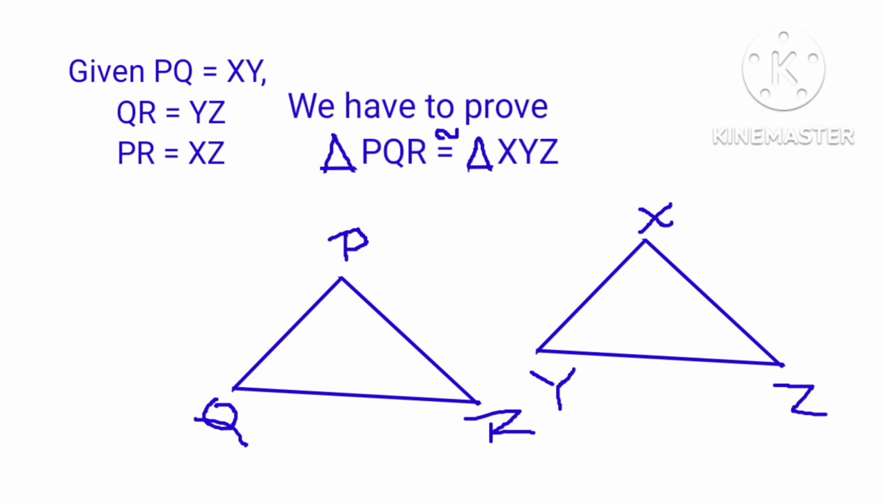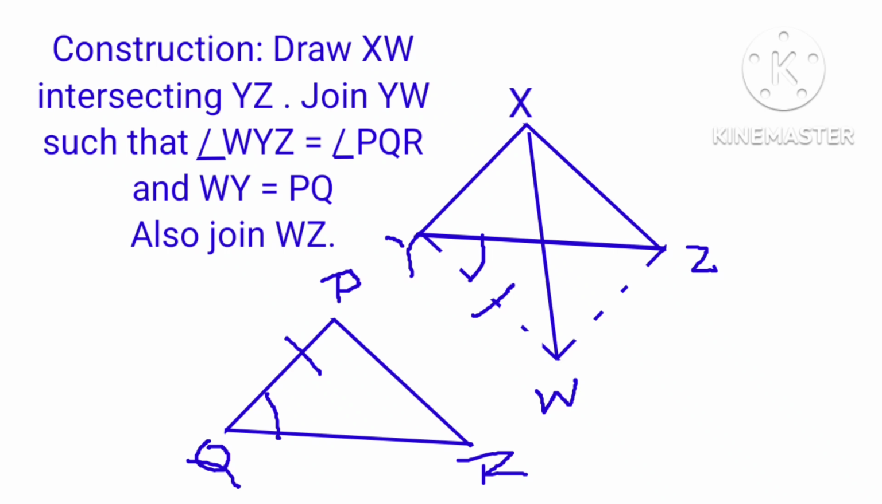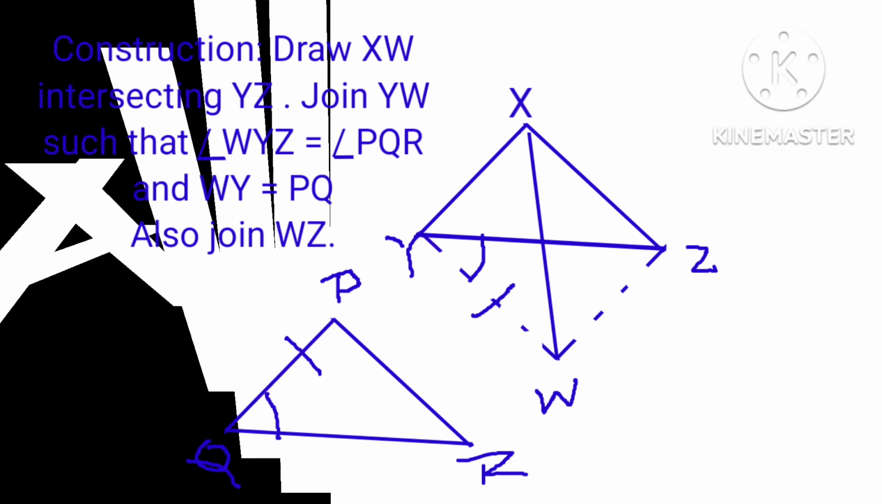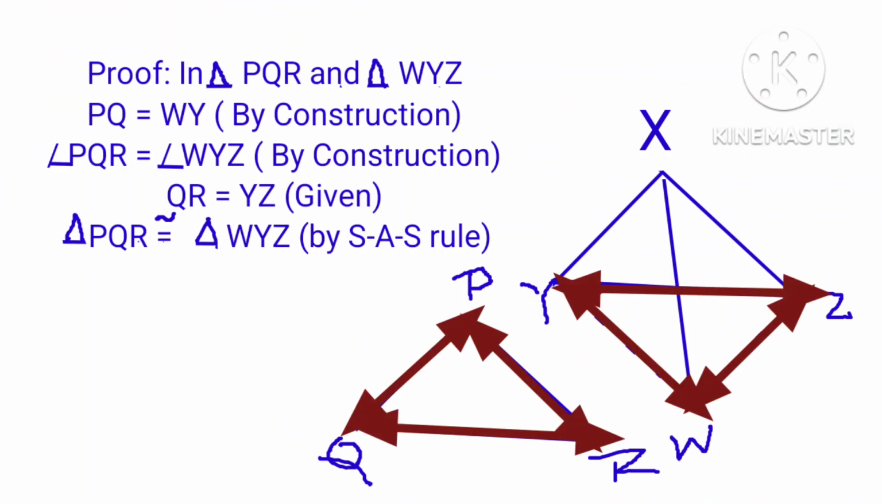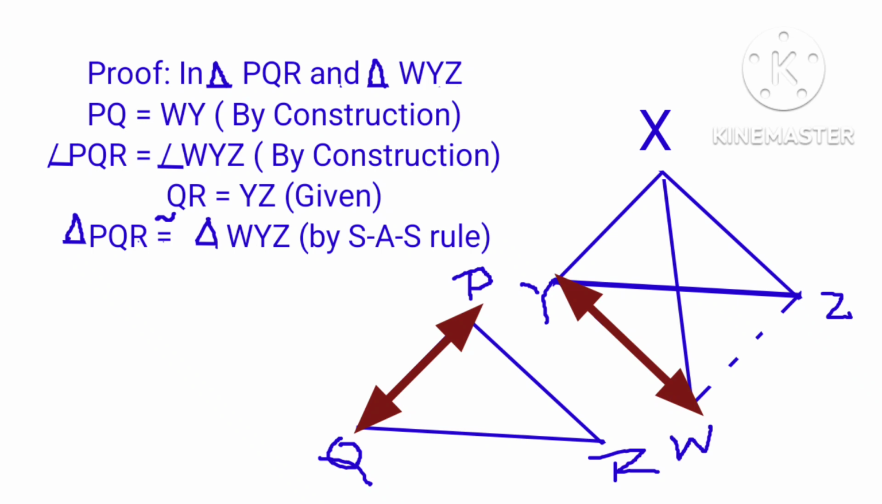We have to prove triangle PQR and triangle XYZ are congruent. Construction. Draw XW intersecting YZ, join YW such that angle WYZ is equal to angle PQR and WY is equal to PQ. Also join WZ. Proof. In triangle PQR and triangle WYZ, PQ is equal to WY by construction.